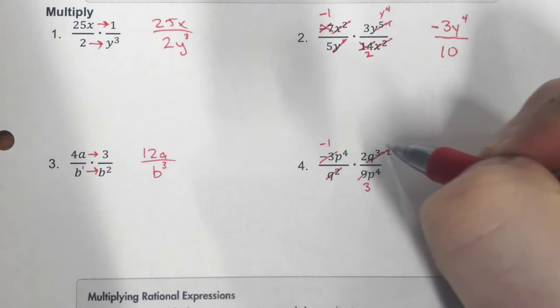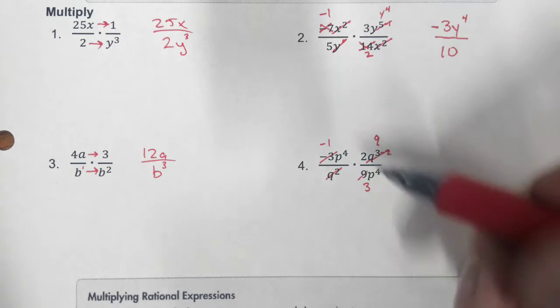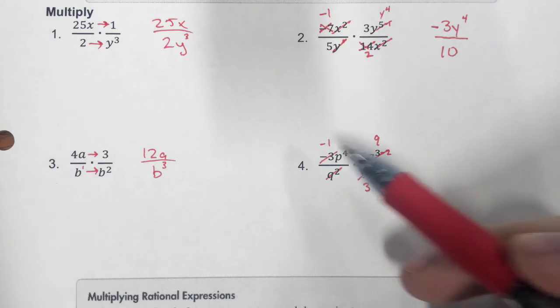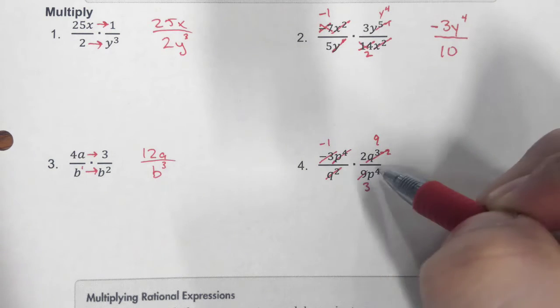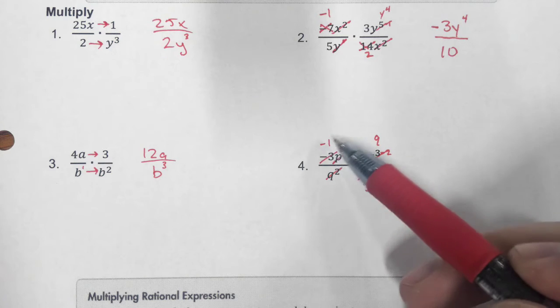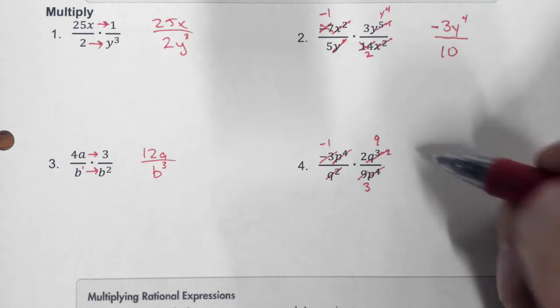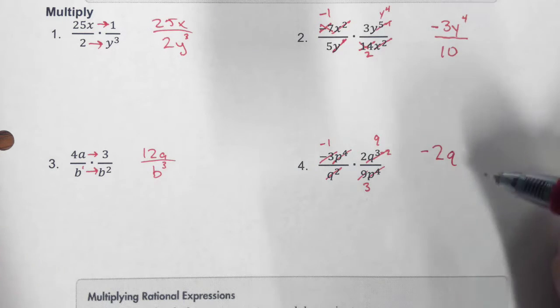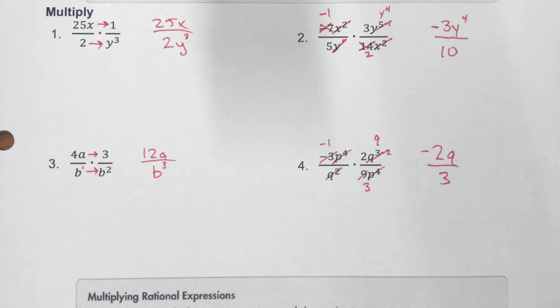That's going to leave me with q to the first, but I don't really need the first. Make sure that looks like a q and not a 9 so you don't confuse yourself. And then my p's match exactly, so those are just going to cancel each other out. And then just be careful. So I've got negative 1 times 2q. That's going to be negative 2q. On bottom, I just have the 3, so I rewrite it.